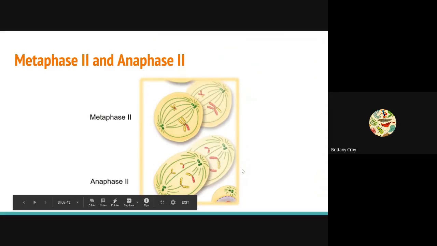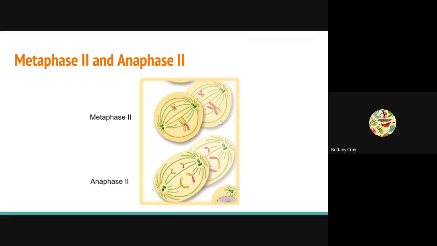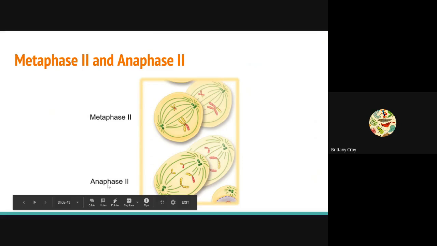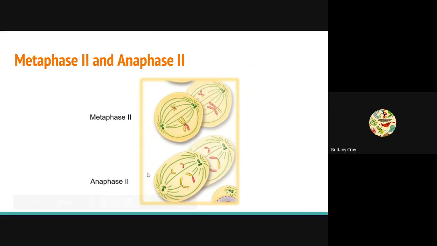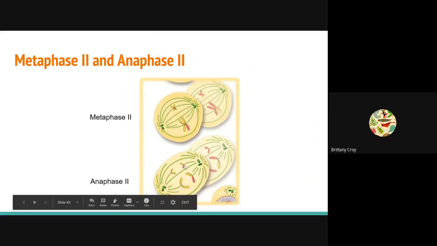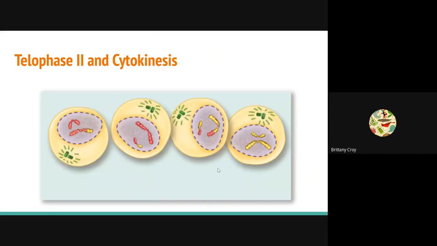During metaphase 2, the chromosomes are going to line up in the middle just like they did in mitosis. So right here they line up in a straight line. There's our second cell, they're lining up in a straight line. And then during anaphase 2, the sister chromatids separate. So we cut it down the middle and there they are separating apart like that. And then telophase 2 is when the new cells form, and cytokinesis is when the cytoplasm divides.